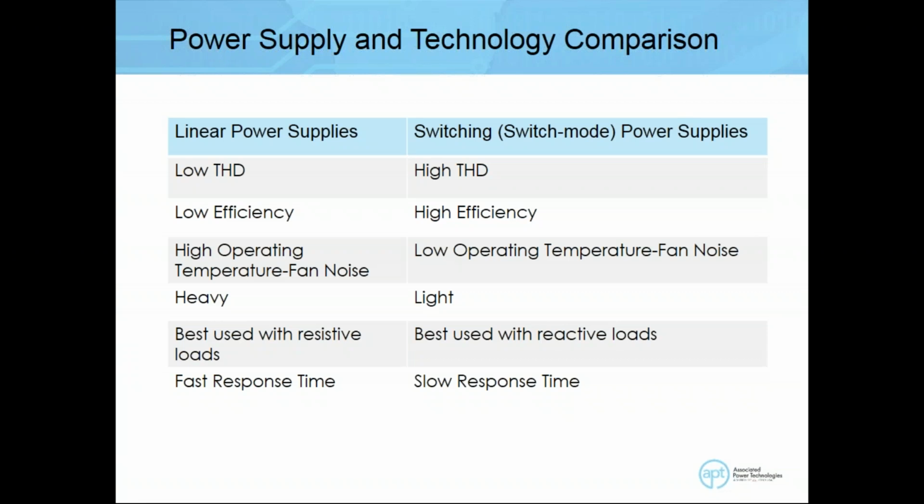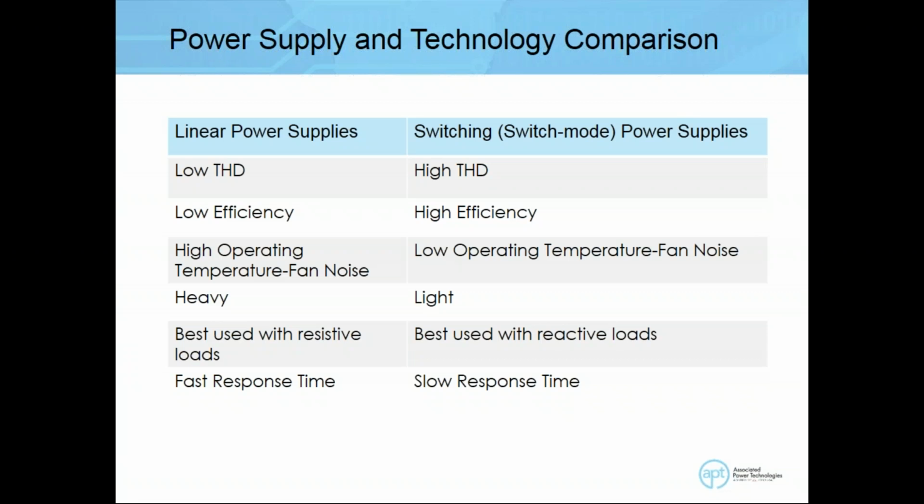Now, there's also fast response time. When you have a linear power supply, the transformer itself is doing a lot of the work, so the response time is much faster. It's best used for resistive loads. So if you have some kind of water heater or water heating element that's purely resistive, a linear power supply may be able to power it more efficiently.